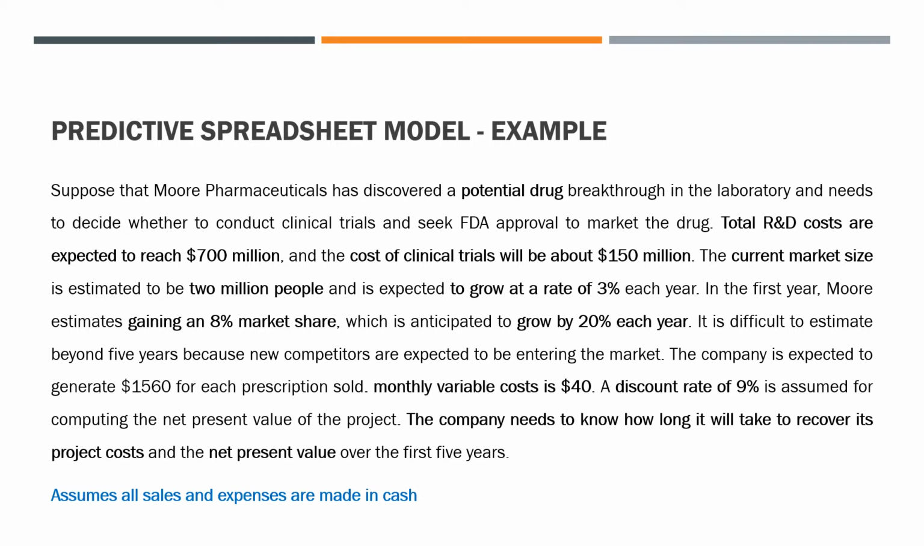After that, the company is expected to generate $1,560 for each drug or each prescription sold, and their monthly variable cost is $40 per unit. Their discount rate is 9%. It is used to compute the NPV of the project. The company needs to know how long it will take to recover its project cost, which is the payback period, and the NPV over the first 5 years.